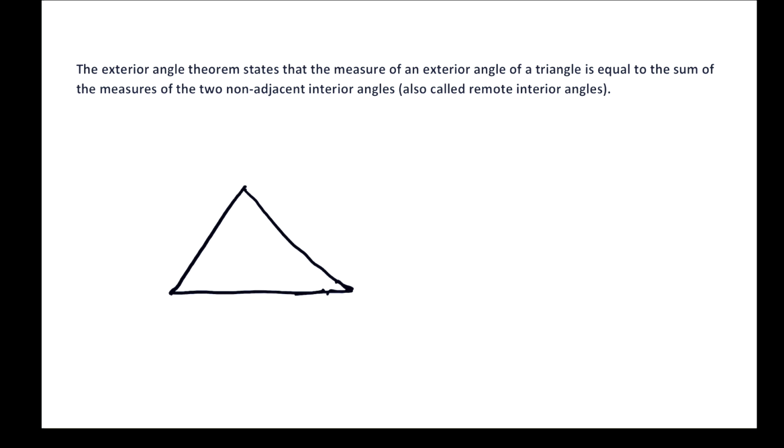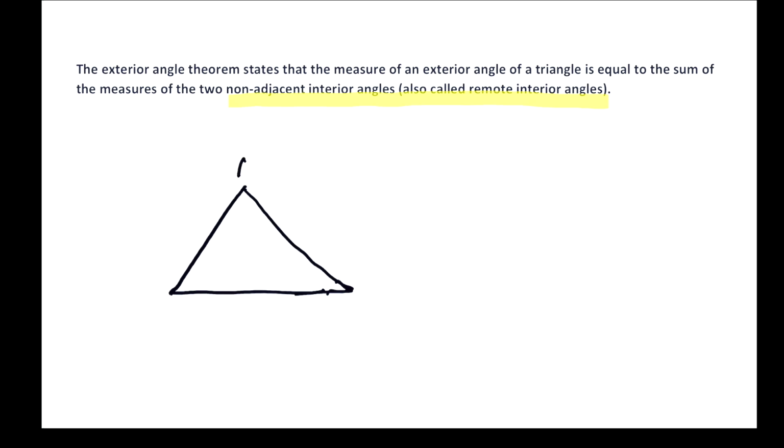Now we're talking about the exterior angle theorem. The exterior angle theorem states that the measure of an exterior angle of a triangle is equal to the sum of the measurements of the two non-adjacent interior angles. They are also called remote interior angles. So let's find out what that is.